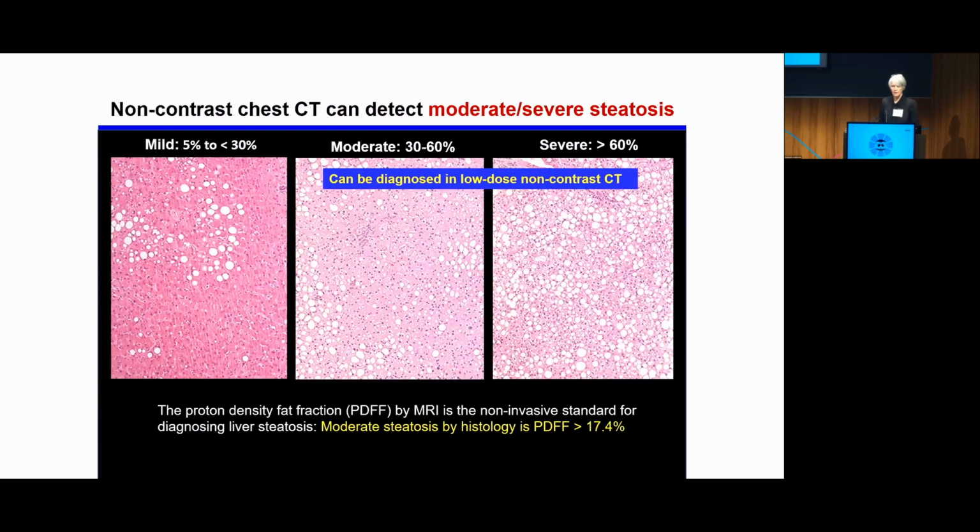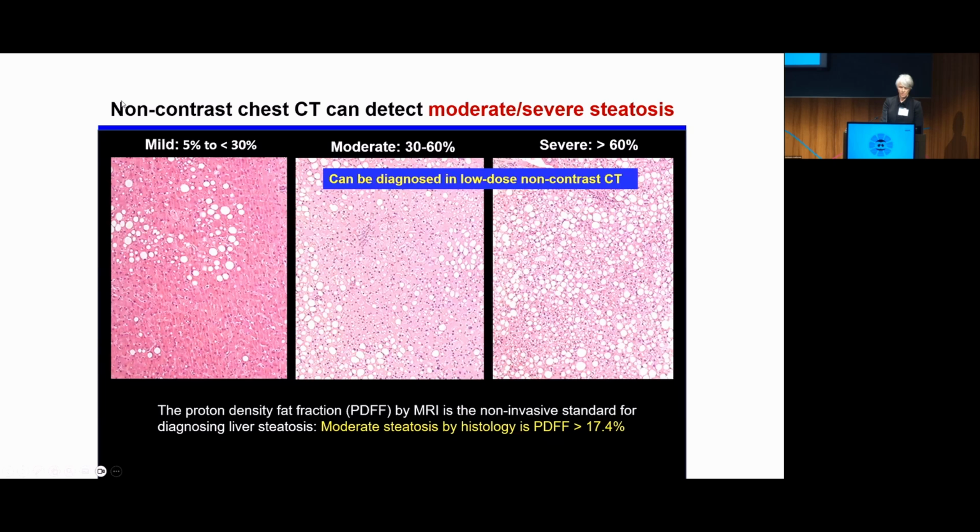Fatty liver can be diagnosed in non-contrast chest CTs, not the more mild form of the disease. The more mild form of the disease on the left, which is obvious fat accumulation in less than 30% of hepatocytes, cannot be diagnosed in chest CTs. Chest CTs can diagnose moderate to severe, which equates to a fat fraction of about 17%.